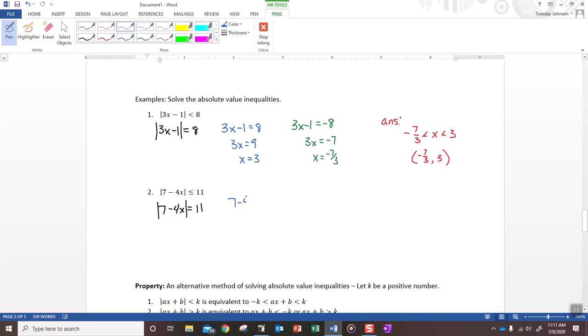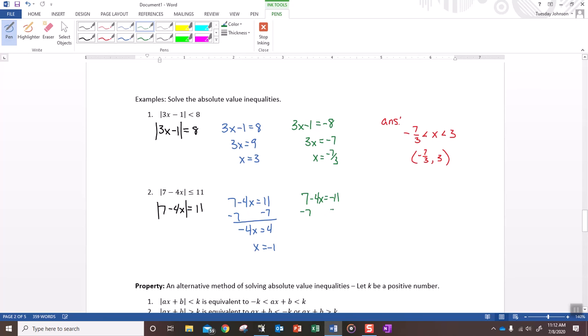So 7 minus 4x equals 11. Let's subtract 7 from both sides. Negative 4x equals 4, so x equals negative 1. Also solve the other equation, which gave us negative 1.